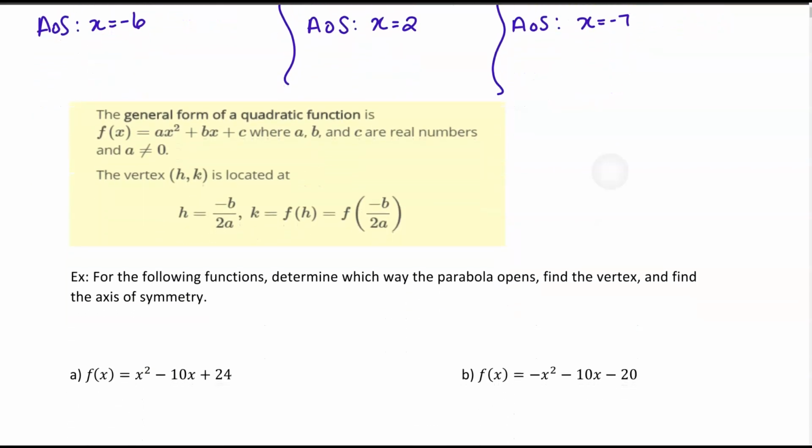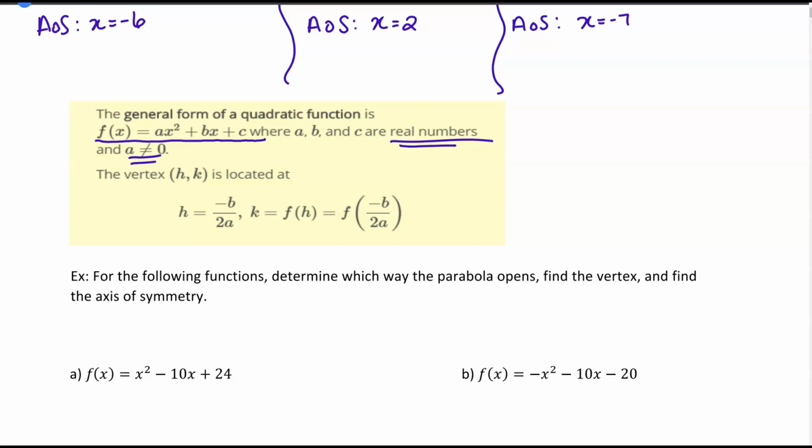All right, the general form of a quadratic function is f of x equals ax squared plus bx plus c. We've seen this already, where a, b, and c are real numbers and a cannot equal 0. We talked about why it's important for a not to equal 0, right? Because if a does equal 0, we see that the x squared term disappears and it's no longer a quadratic. So we want to make sure that we claim that a does not equal 0.